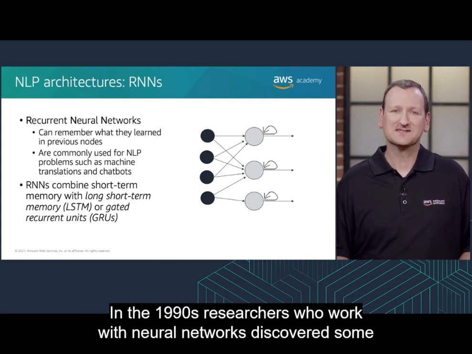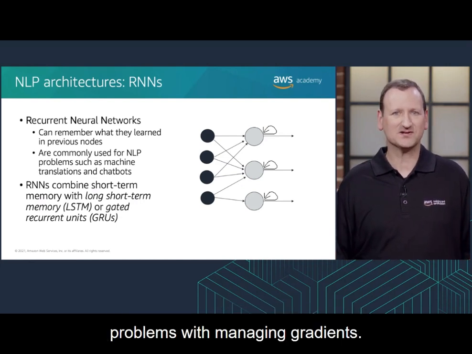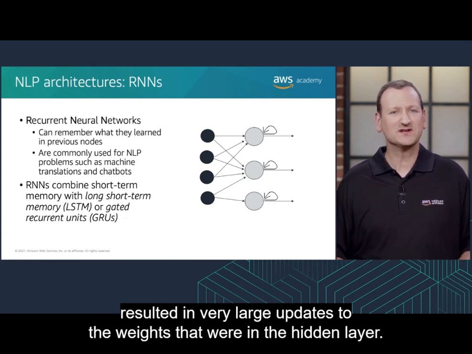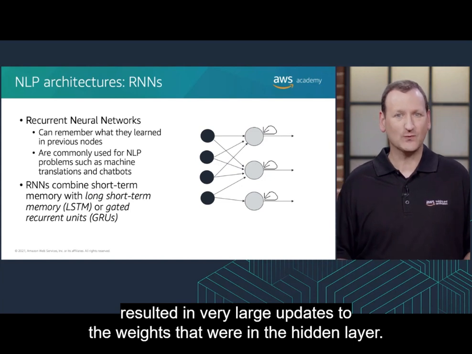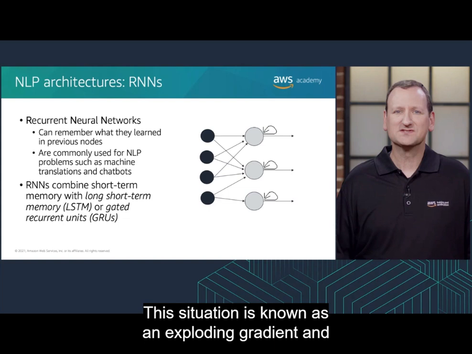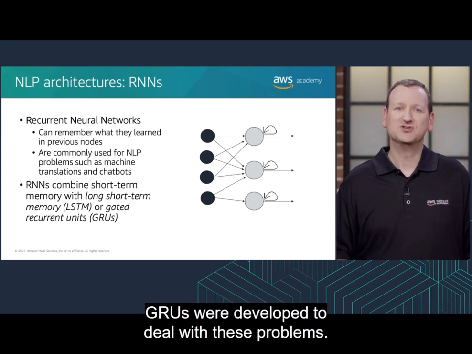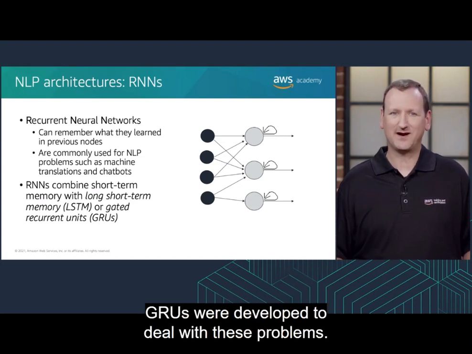In the 1990s, researchers who worked with neural networks discovered some problems with managing gradients. For example, accumulating gradients between multiple cycles sometimes resulted in very large updates to the weights that were in the hidden layer. This situation is known as an exploding gradient, and it can lead to an unstable network. GRUs were developed to deal with these problems.